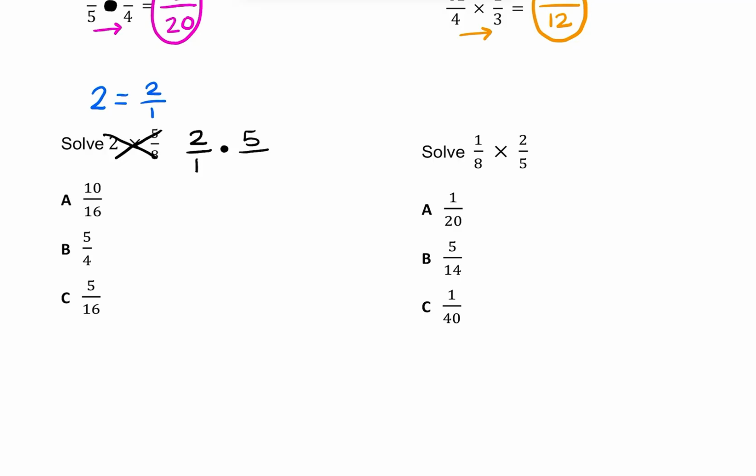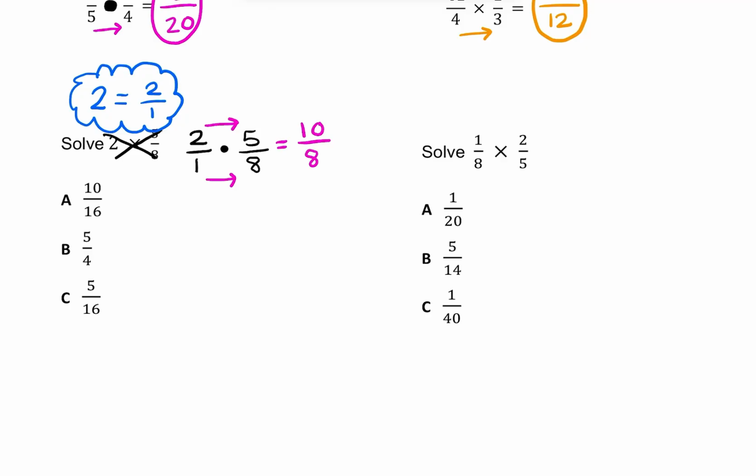times 5/8. So anytime we have a whole number, let's go ahead and put a little squiggly around that. We need to put it over a 1. So now in class, when I say what do whole numbers go over, you should say 1. Now we have fractions, and we can go top times top, bottom times bottom, and we get 10/8. I know some of you might say it's an improper fraction, but that's okay.